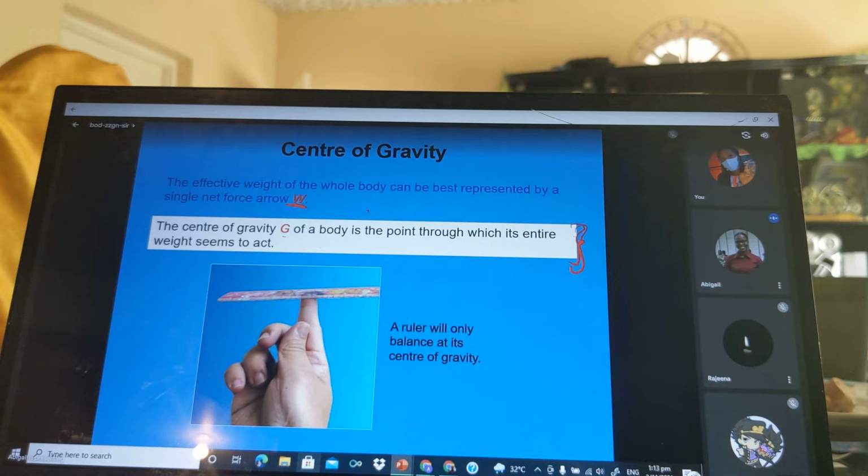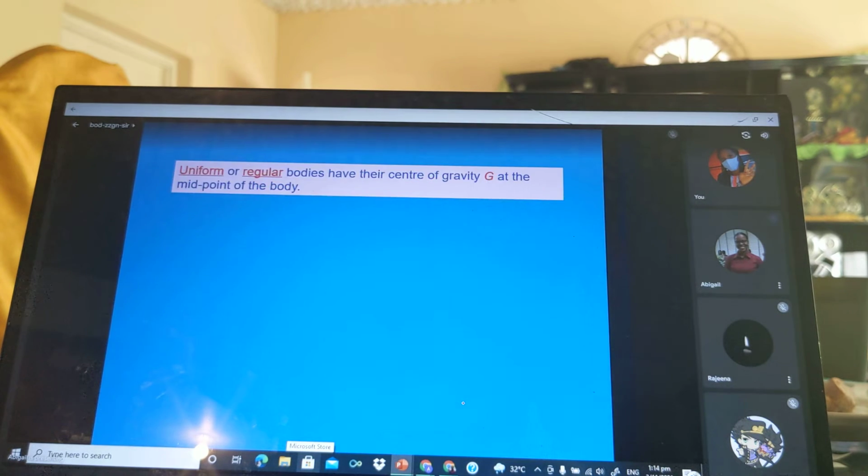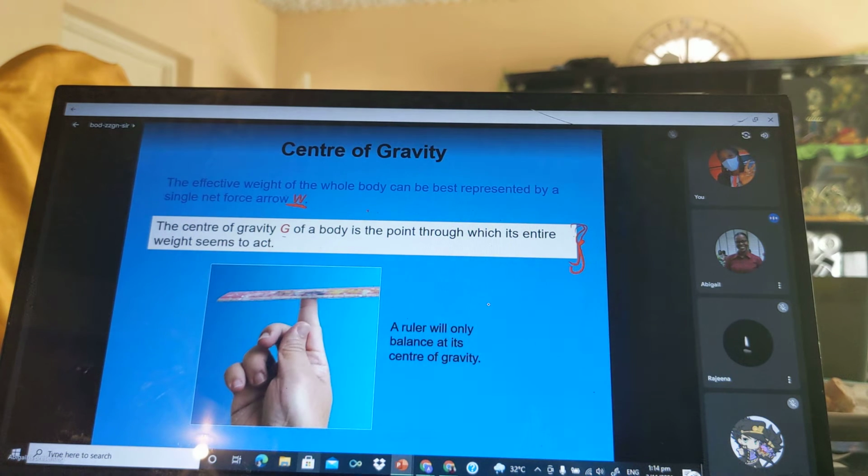So the point through which the object balances, or which the weight of the object seems to act, is called the center of gravity of an object. How can I find the center of gravity of different types of objects? But if I ask you to define the center of gravity of the object, please use this definition: the center of gravity of a body is the point through which its entire weight seems to act. That's the definition you're going to use if I ask you to define what the center of gravity is. So each body will have a center of gravity where its weight seems to be acting from.